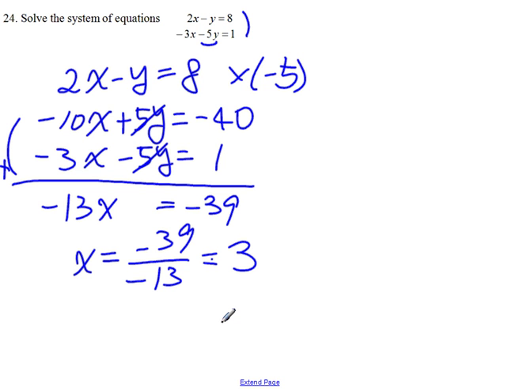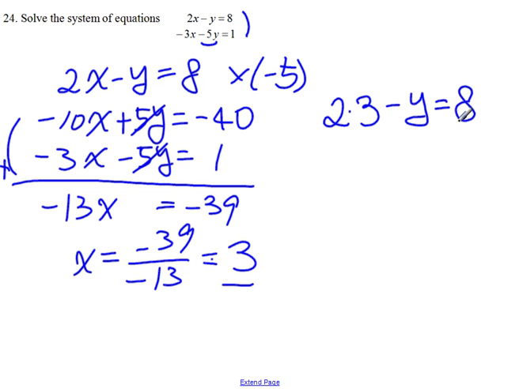To find the value for the variable y, we can use any of these equations we have. Let me use the first equation. So we plug in the number for the variable x into the equation. So 2 times 3, right? I plugged in this number 3 into 2x minus y equals 8.